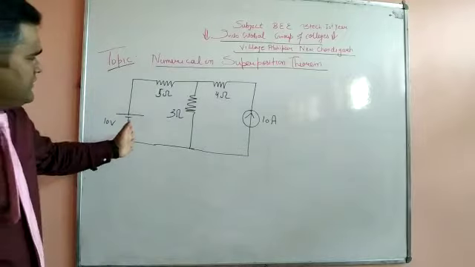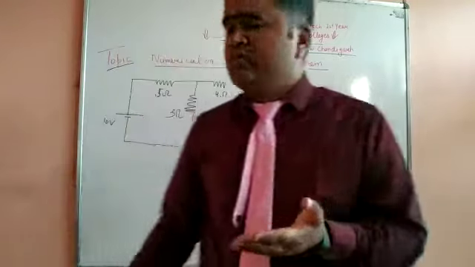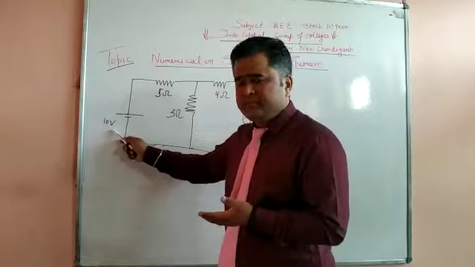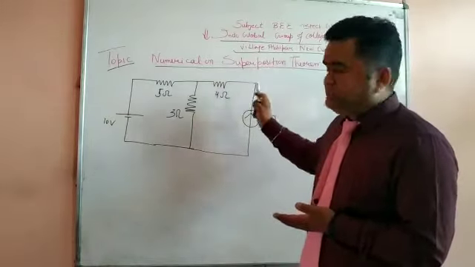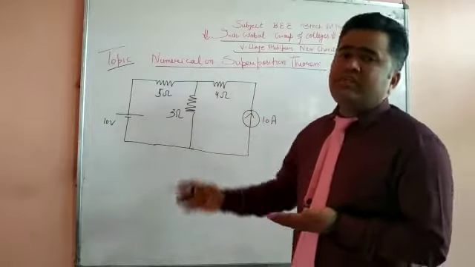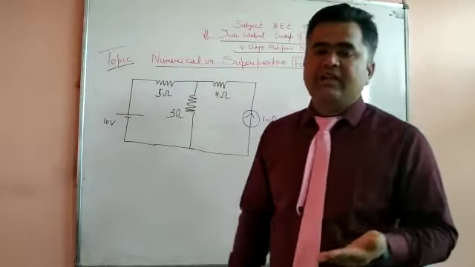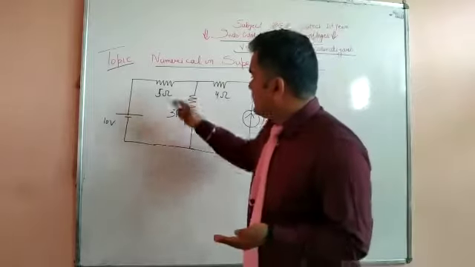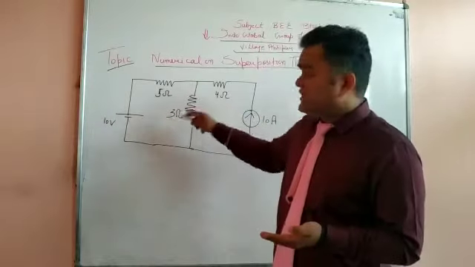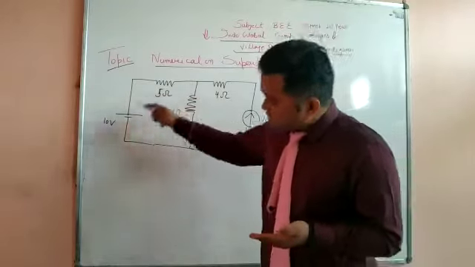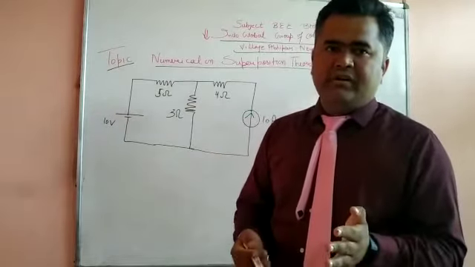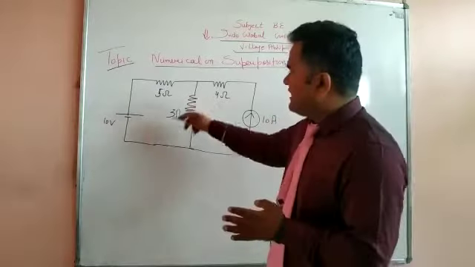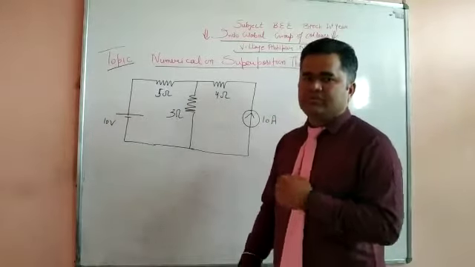Now if you see this numerical, there are two sources. One is a voltage source, another is a current source. According to the superposition theorem, if there is more than one source in a given circuit, then we have to find the currents in all the branches and all the circuit elements because of individual source, and after that you will add up the algebraic sum of the current because of the individual source.